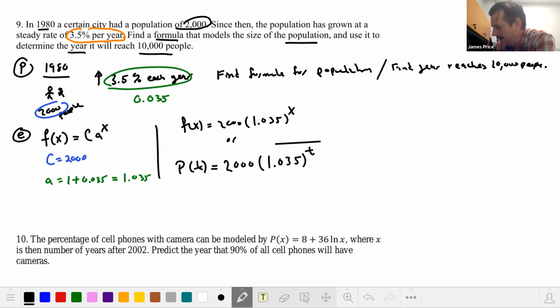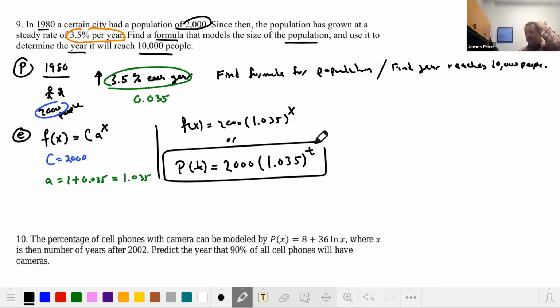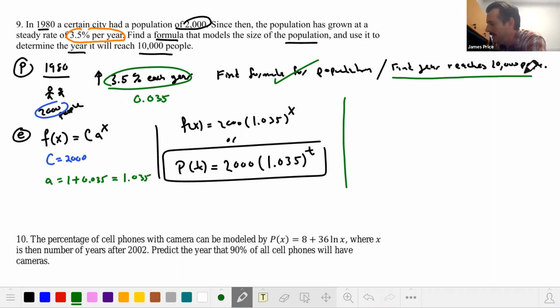But if you leave it as f of x, there's no problem. I have no problem with that. And so there's the formula for the population. It depends upon the time. And so we got part 1 there. And then to do part 2, we have to find the year it reaches 10,000 people. So 10,000 people, that's not an input, that's an output. So we're plugging it in right there.